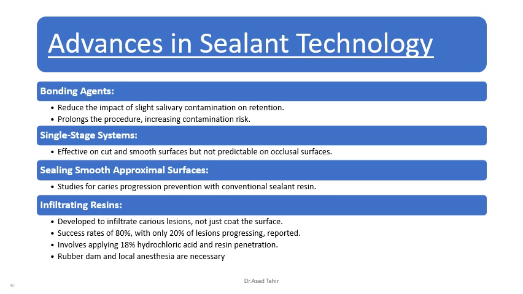Sealing smooth approximal surfaces. Research: studies are being conducted to evaluate the effectiveness of conventional sealant resin in preventing the progression of caries on smooth surfaces. Infiltrating resins: these resins are designed to penetrate carious lesions rather than simply coating the surface. Reported success rates are around 80%, with only 20% of lesions progressing. The procedure involves applying 15% hydrochloric acid followed by resin penetration, which requires the use of rubber dam and local anesthesia.